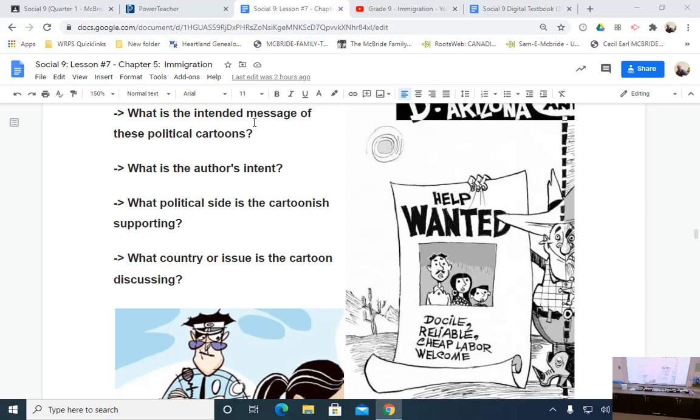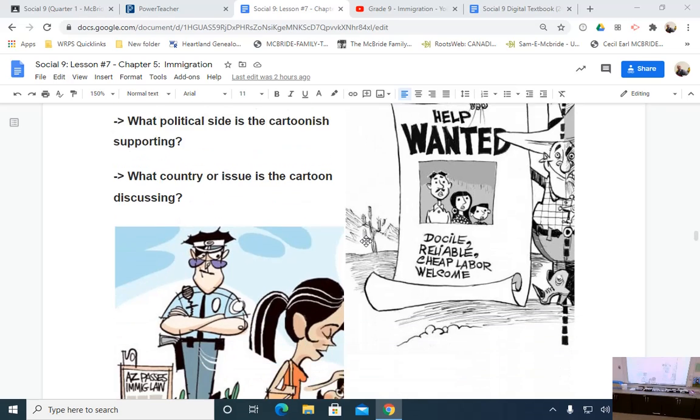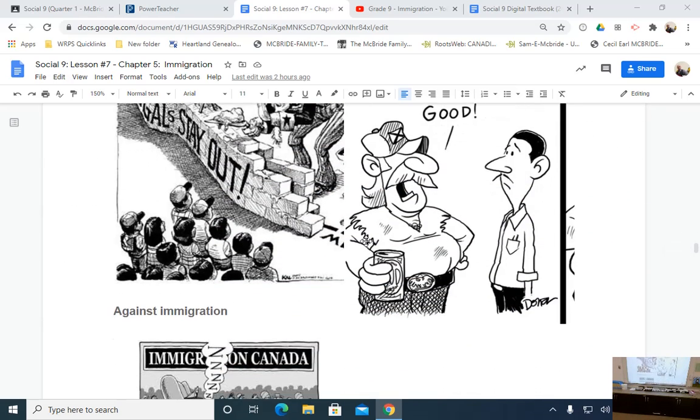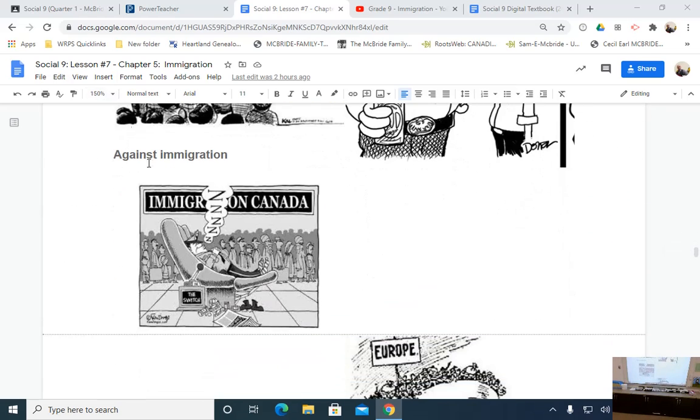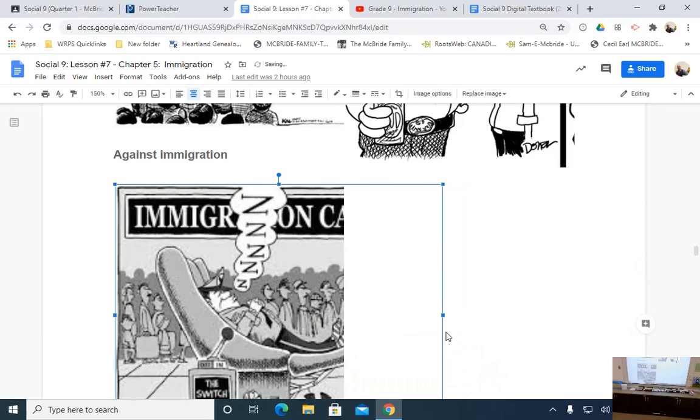So let's get you to do another cartoon then. And I want you to just see if you can see the intended message. What's the purpose of the cartoon? What's the intent of the cartoon? Let's focus on this one. I'm gonna blow it up a little bit so it's easier to see.